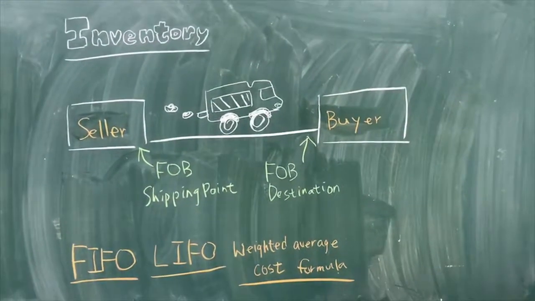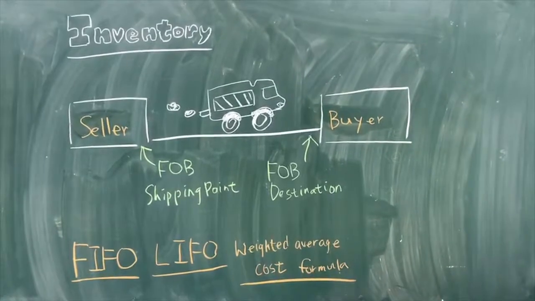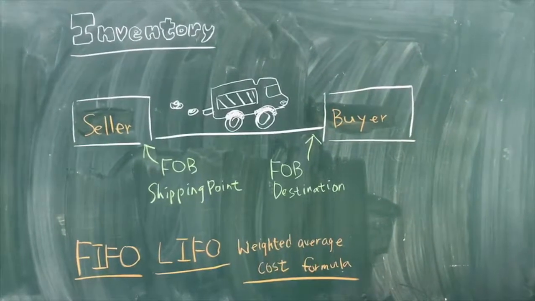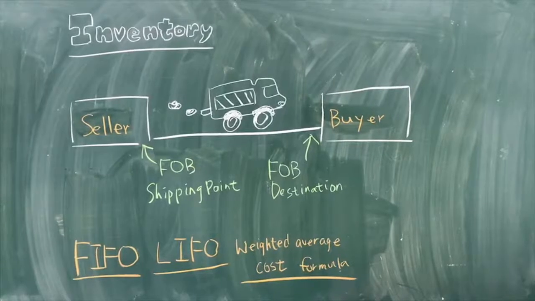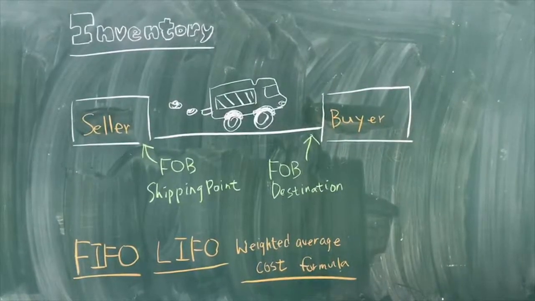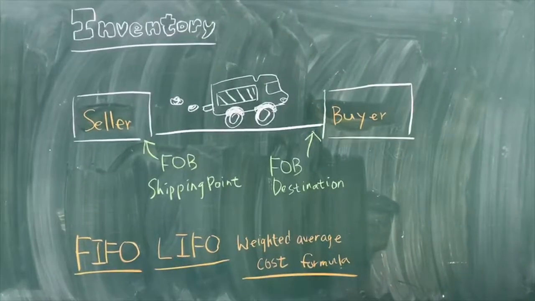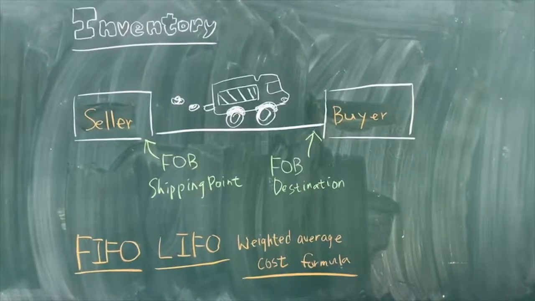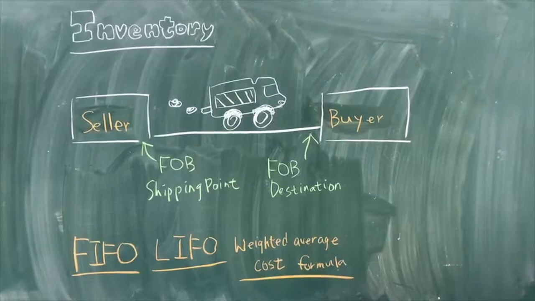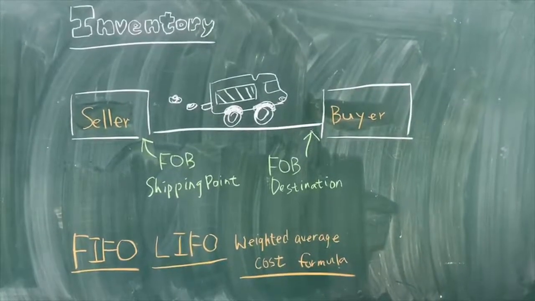So the second thing we learned is the cost formulas for inventory. There are FIFO, LIFO, and weighted average cost formula. The first one is FIFO. FIFO means first in, first out. So we assume that the oldest inventory units are sold and that the newest remain in the ending inventory.